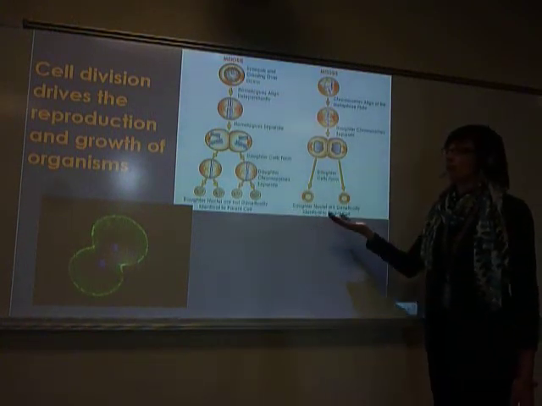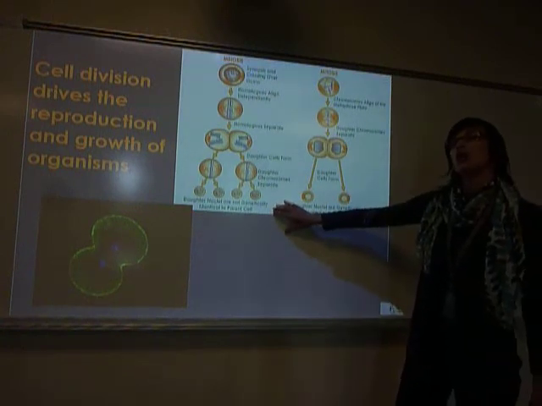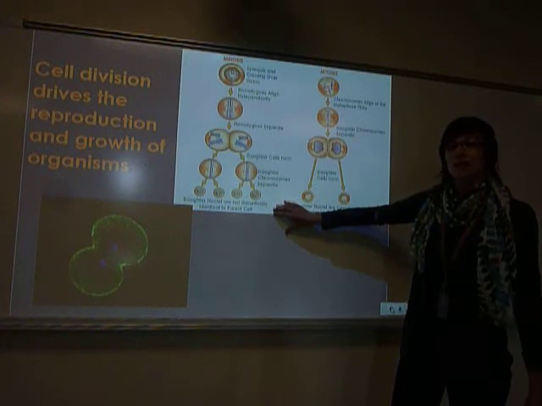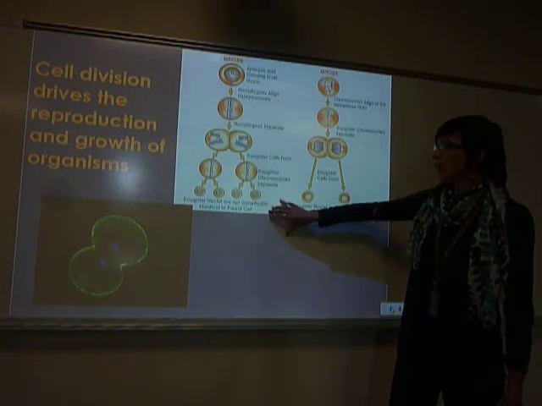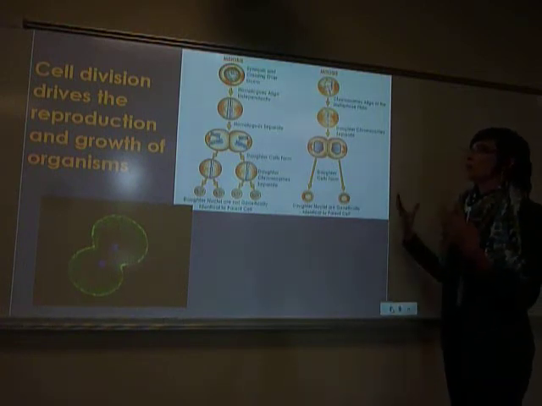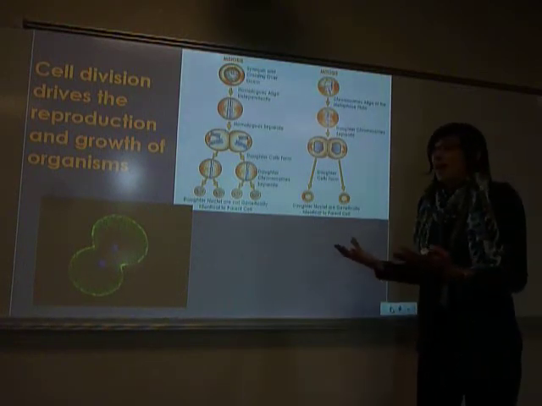So for us as humans, this is how we make our germ cells. This is sperm and egg cells, the reproductive cells of our body. All the other cells in our body are called somatic cells. So we'll learn how these processes are similar and yet distinct.